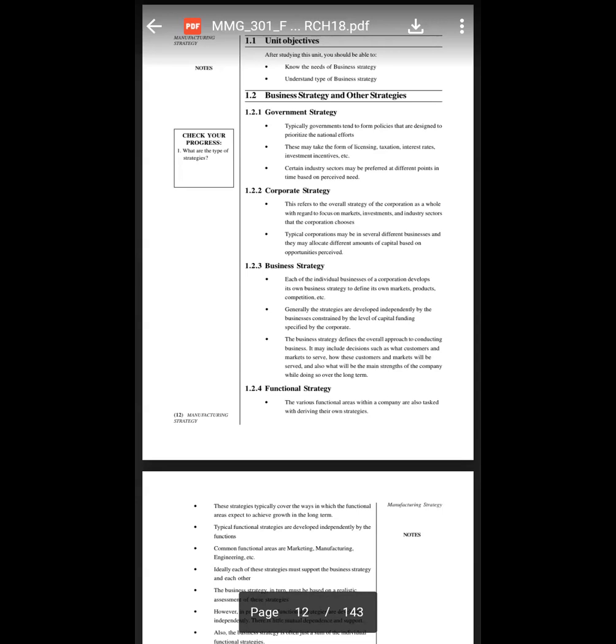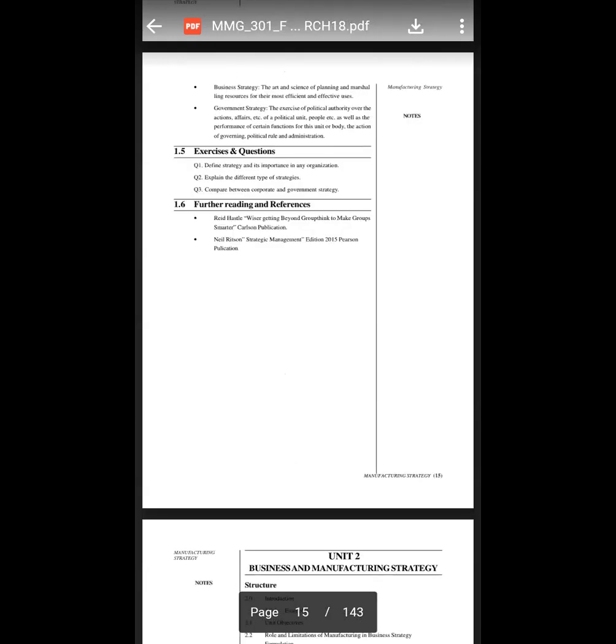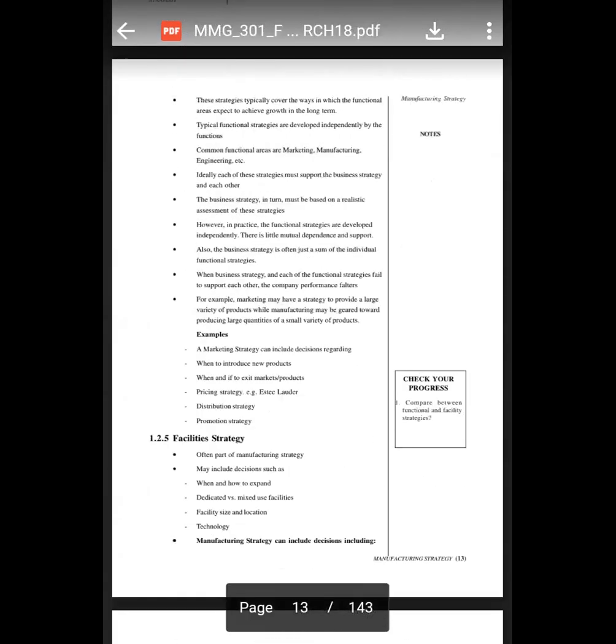properly implemented. Okay, so we are going to discuss the next strategies: corporate strategy, business strategy, functional strategy in the upcoming days. We are also going to discuss the facility strategy. There are other things also remaining from your first chapter. We are going to discuss that in the upcoming days. If you have any kind of doubt, you can ask me.